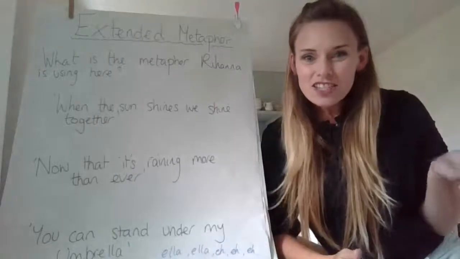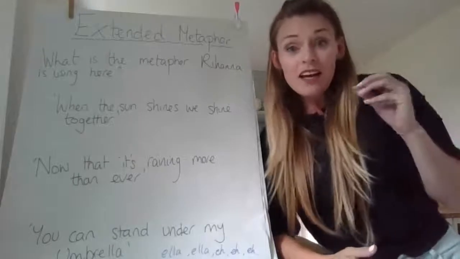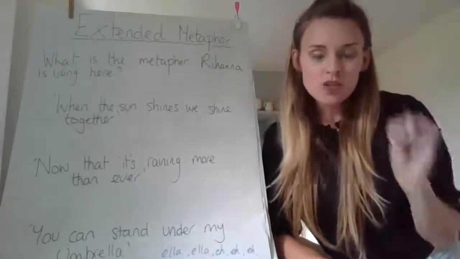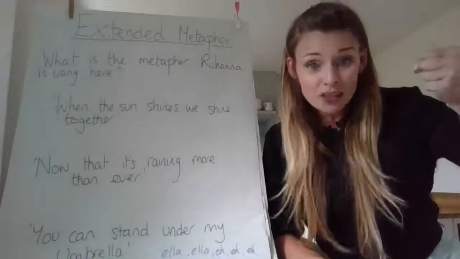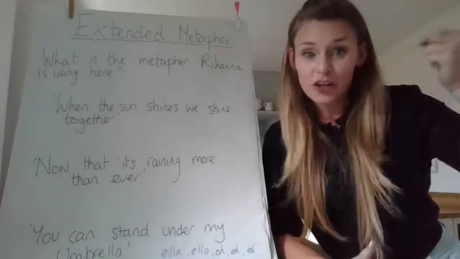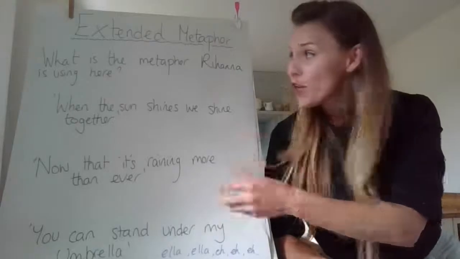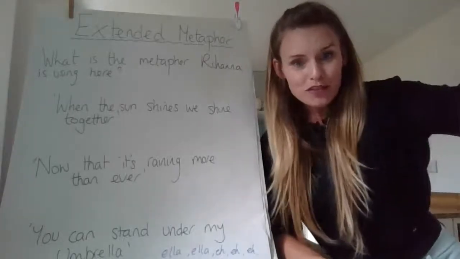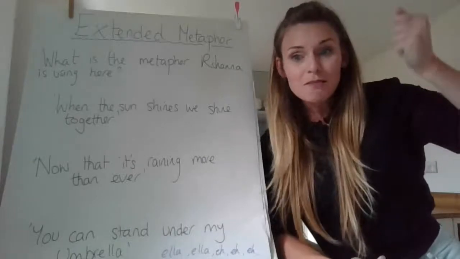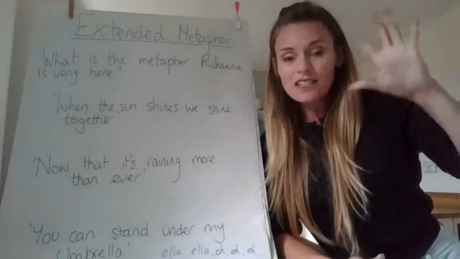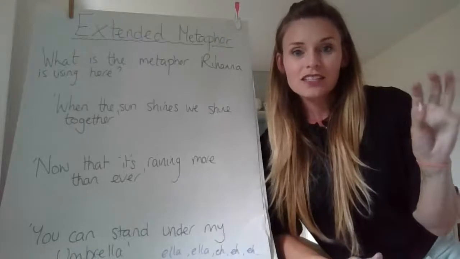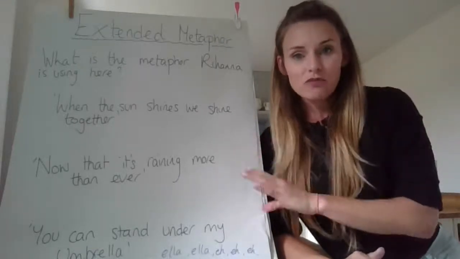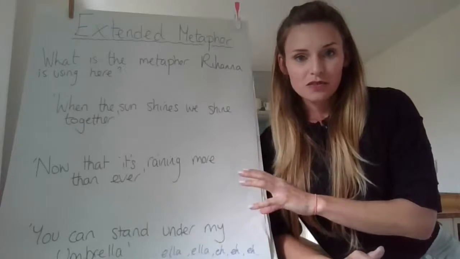So that's what we have with her extended metaphor. But what is it that she's actually talking about here? It might come as a surprise, it might not, that it's not actually raining. She's not actually singing about it raining and you just standing in an umbrella. No, it's an extended metaphor. So what she's doing is using the rain as a metaphor for something, using that umbrella as a metaphor for something. Does anybody have any ideas what she's therefore trying to say through these extended metaphors?